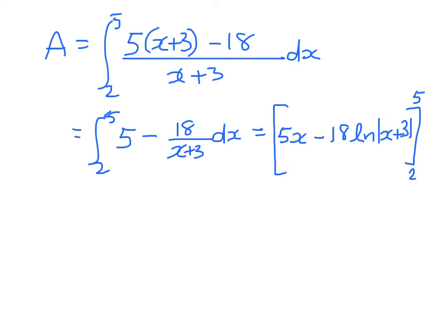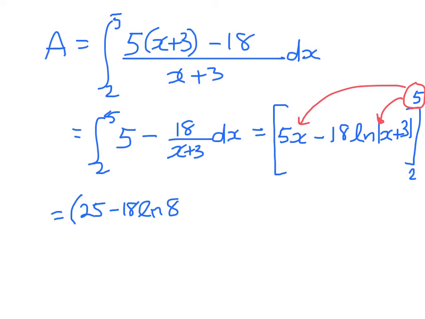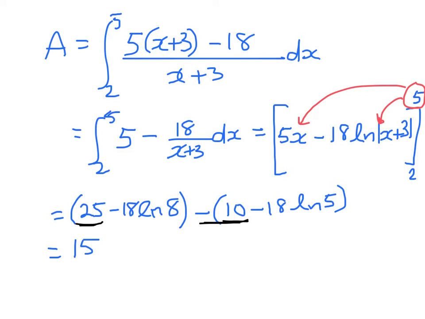Now we just have to evaluate that. So we're going to get 25 minus 18 log 8, right, I'm substituting in 5 into here and here, minus 10 minus 18 log 5. Simplifying that down, we get 15 from those bits, minus 18 log 8, plus 18 log 5.